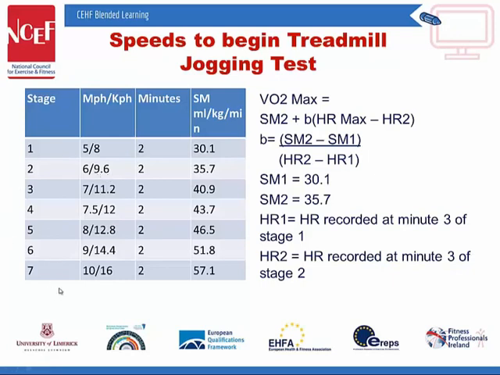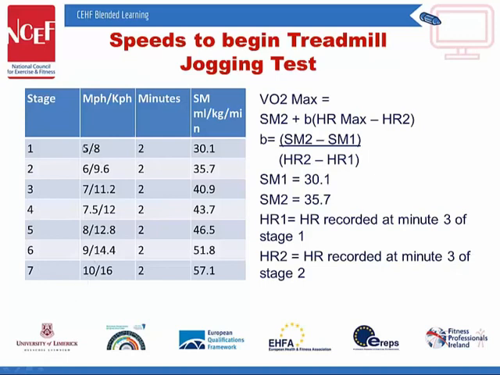Why are there 7 stages? Well, sometimes a client might not get the heart rate up to 110 beats per minute. If the client is very, very fit with a very low resting heart rate, we might need stage 3, 4 and so on. We might even start some clients off at stage 2 and then progress on to stage 3. So that's why there are 7 stages.